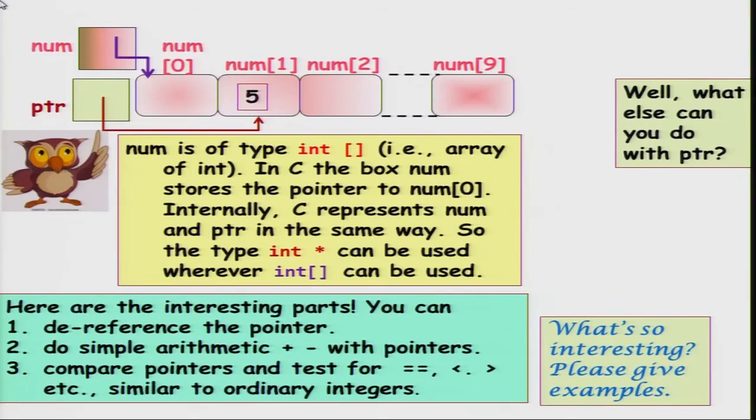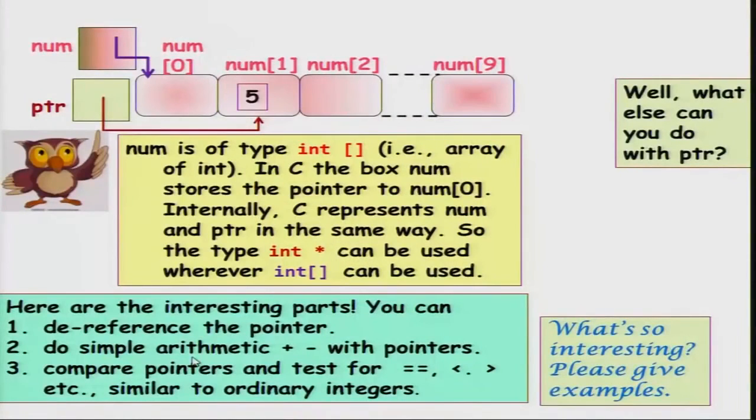Whenever you declare a data type, you also define what all operations you can do with the data type. So, 2 and 3 are fairly simple. We have already seen it with integers, floating points and so on. You can do simple arithmetic, plus and minus, with pointers. You cannot do star and divide, but you can do plus and minus.